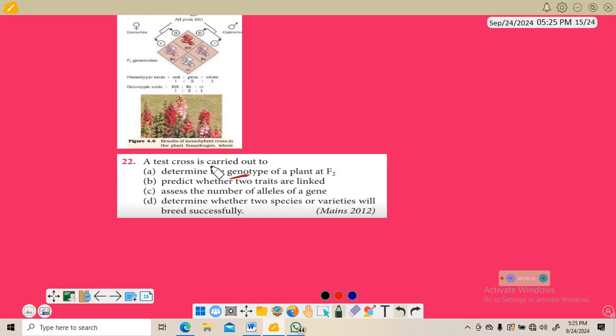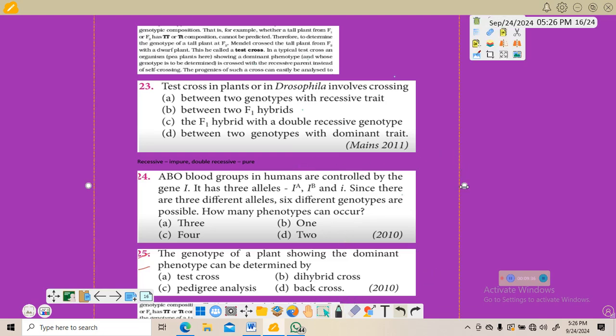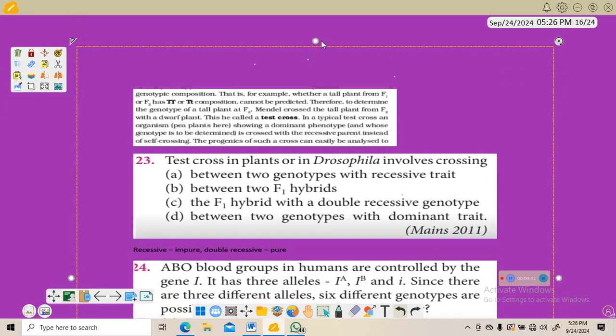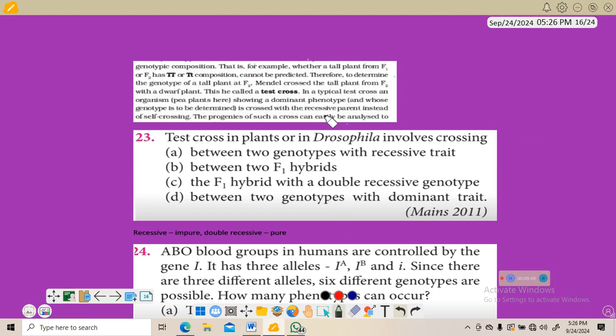Here they're talking about test cross and back cross. Okay, test cross. If you see in NCERT, this part, these lines are from NCERT.